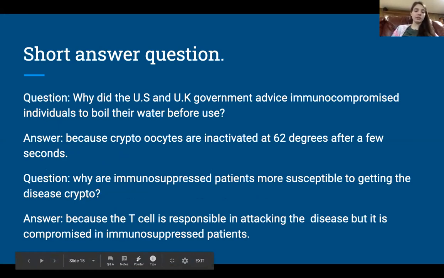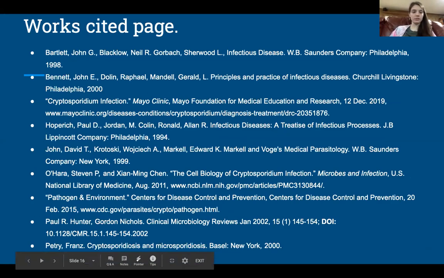And then these are our questions. So why did the US and the UK government advise immunocompromised individuals to boil their water before use? And it's because the crypto oocysts are killed at 62 degrees Celsius after just a few seconds. And then also, why are immunosuppressed patients more susceptible to getting the disease crypto? And the answer is because the T cells are responsible for attacking the disease, but in immunocompromised patients, there are less of them.